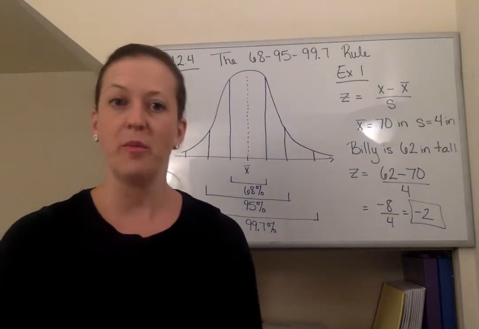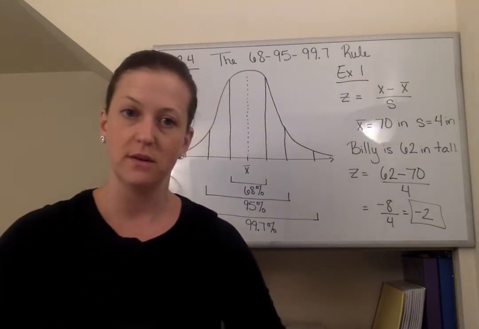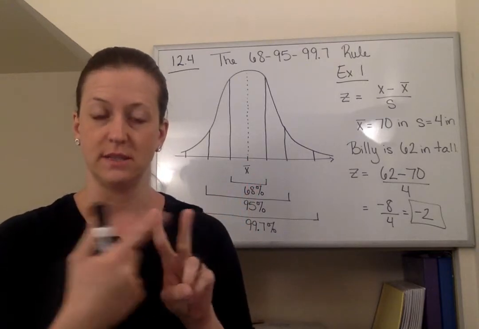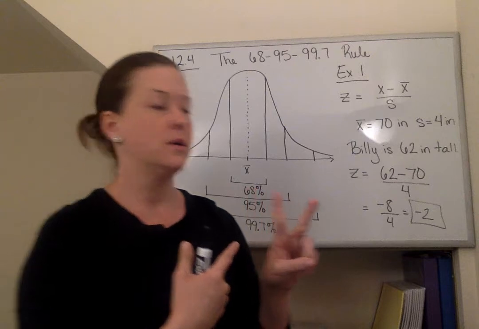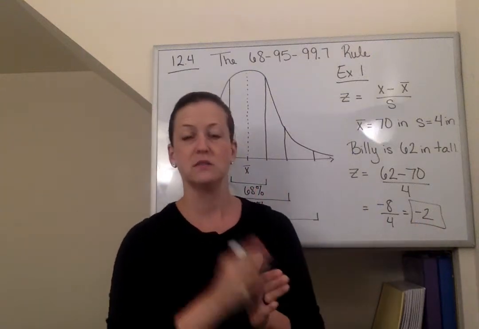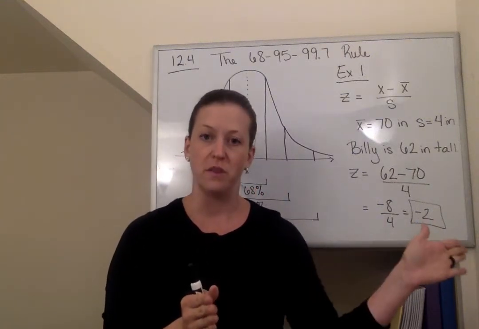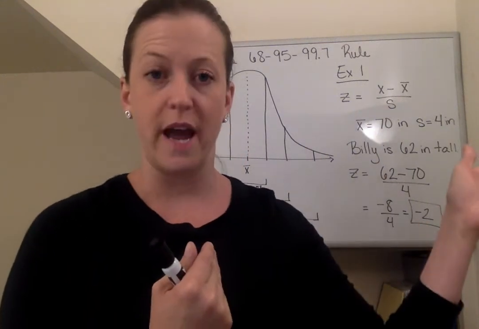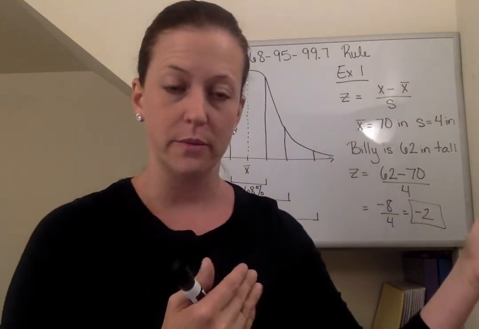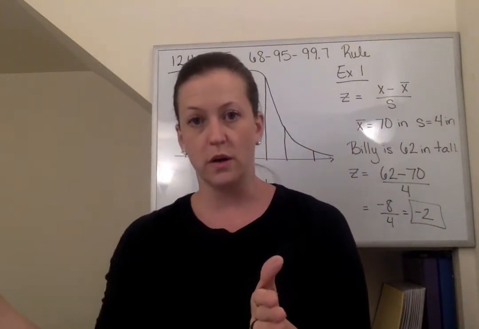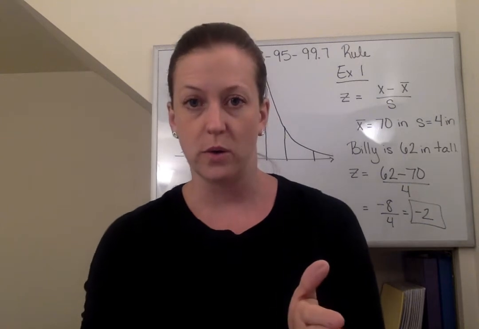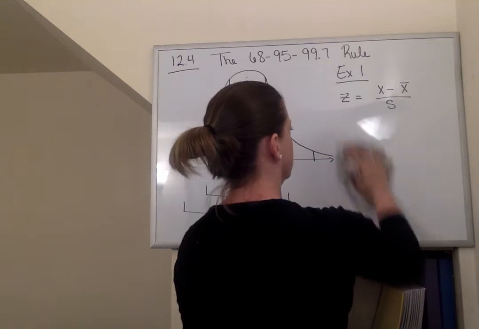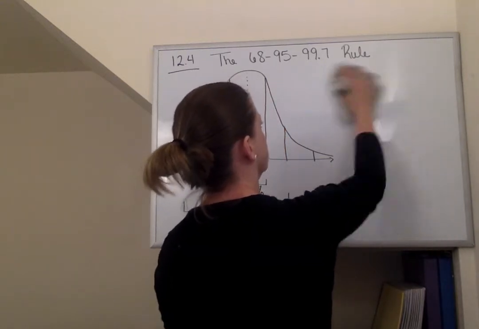So how many standard deviations below the mean is Billy? 2. 4 and 4 is 8, and that's how far below the mean he is. It's negative because he's below the mean, not above the mean. So if someone is taller than average, that would be a positive z-score. If someone is shorter than the average, that would be a negative z-score.